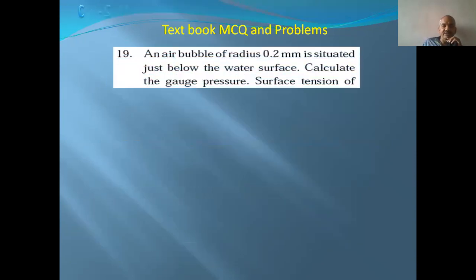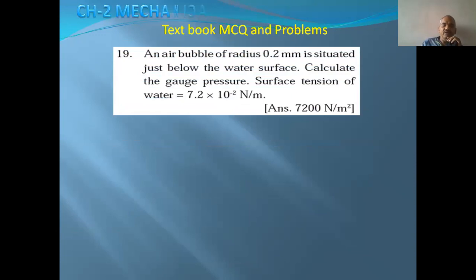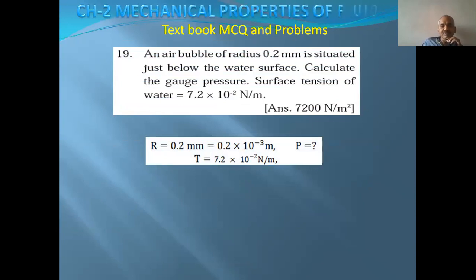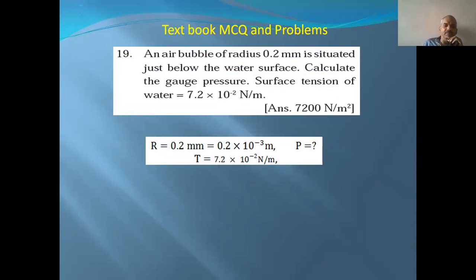Now the next, problem 19. An air bubble of radius 0.2 mm is situated just below the water surface. We have to calculate the gauge pressure. The air bubble has a radius R of 0.2 mm and is just below the surface of water. We have to find the gauge pressure, meaning the pressure difference between inside and outside the bubble, Pi minus P0, the excess pressure. The surface tension is given as 7.2 into 10 raised to minus 2 newton per meter.